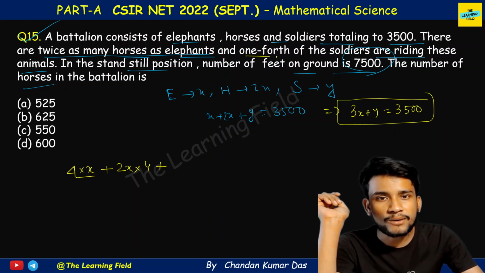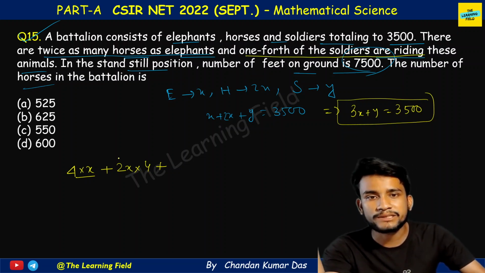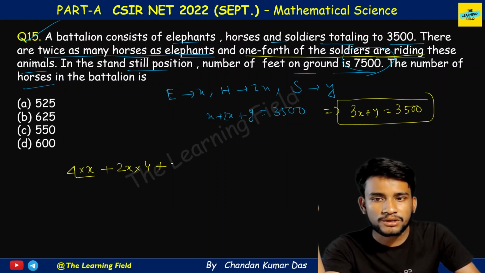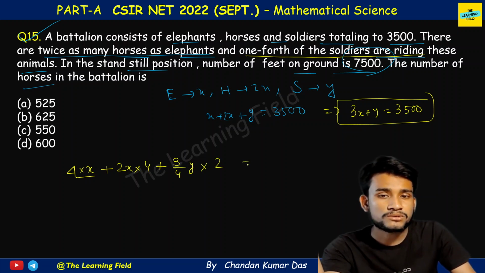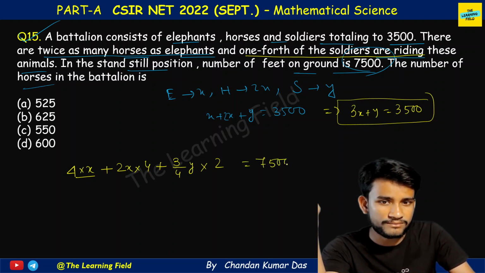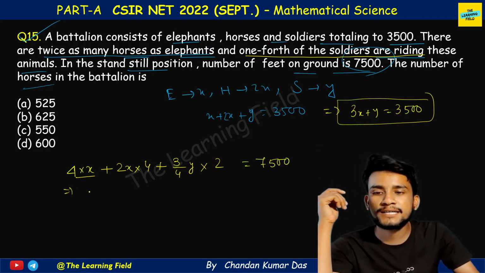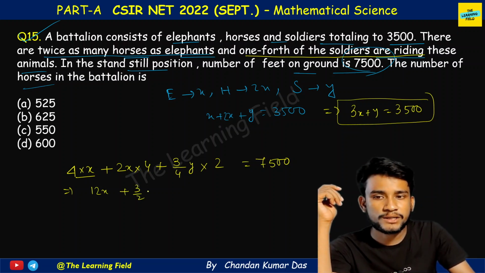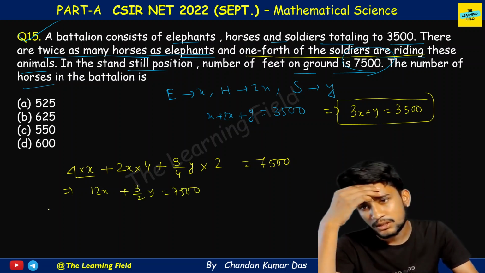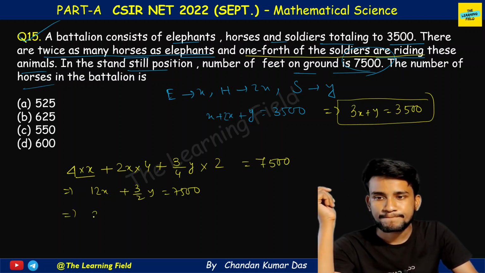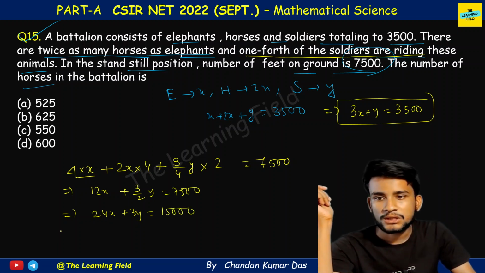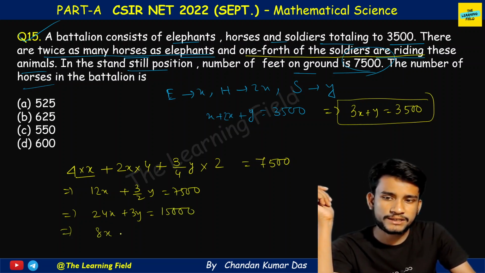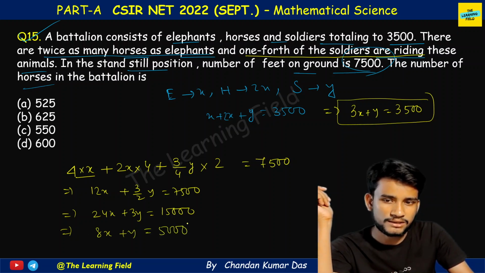And it says that 1/4 of the soldiers are riding on these animals, that means they are not standing on the ground, therefore the remaining soldiers standing on the ground are 3/4 y, and the number of legs is 2 each, so total legs or feet is equal to 7500. So 4x plus 8x gives 12x plus 3/2y equal to 7500. So this implies 24x plus 3y equal to 15000. If we divide both sides by 3, this gives 8x plus y equal to 5000. So this is another equation.